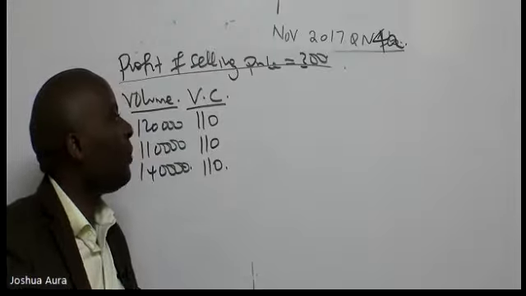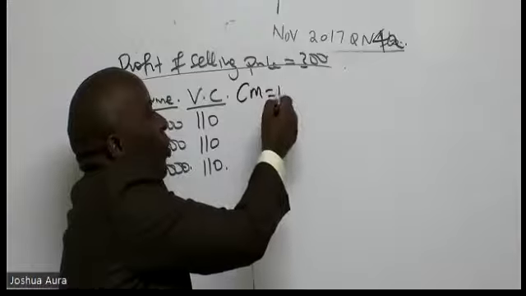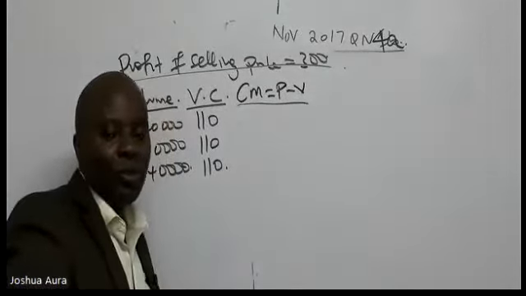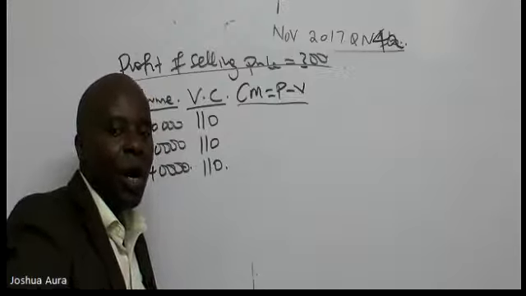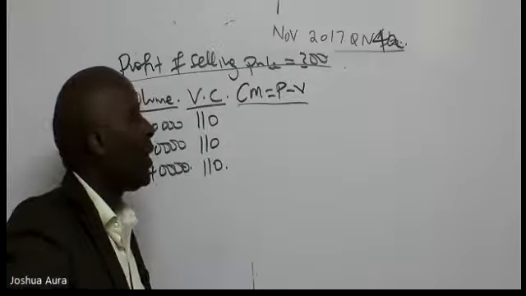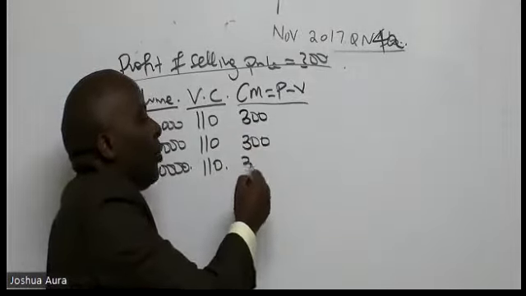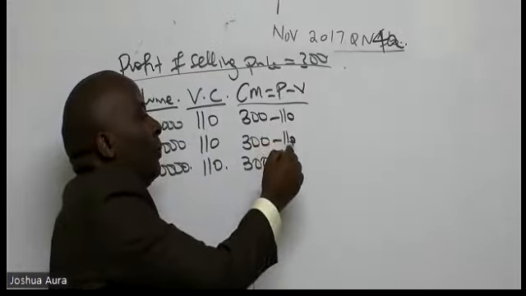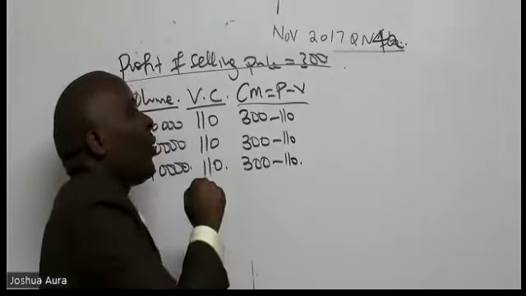So then, ladies and gentlemen, could you kindly create a column here for contribution margin? Remember, we are bright students. We know that contribution margin is selling price minus variable cost. In this case, the selling price for this table is 300 minus the variable cost like that.